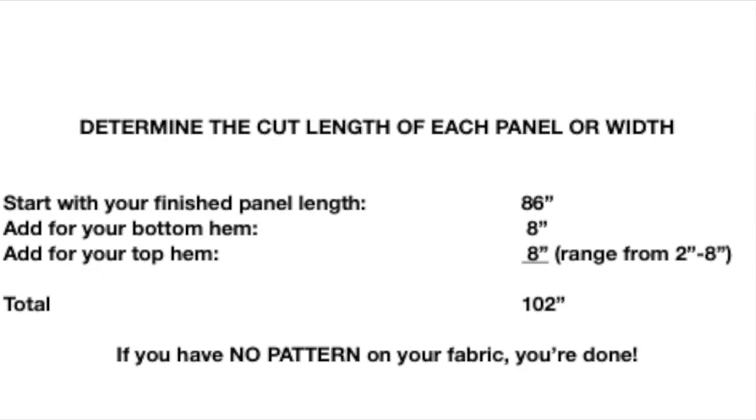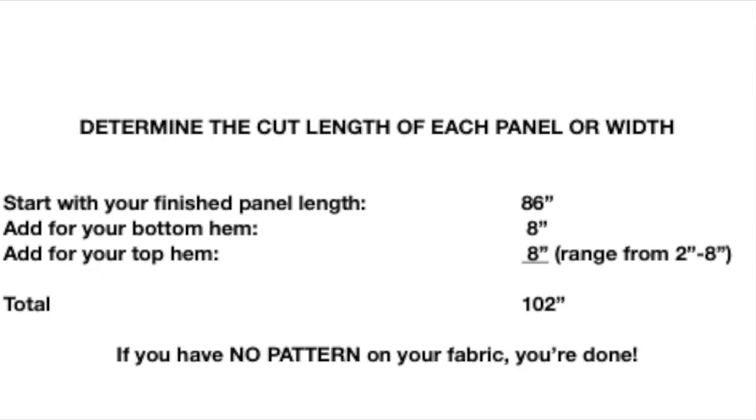All right, let's do some math. We are going to figure out what the cut length of each of our drapery panels or widths of fabric should be. I'm going to use a hypothetical example here, but whatever your numbers are, you're going to fill them in following this worksheet. Start with your finished length of your drapery panel, whatever you have determined you want that to be. In my case, I am going to use 86 inches.